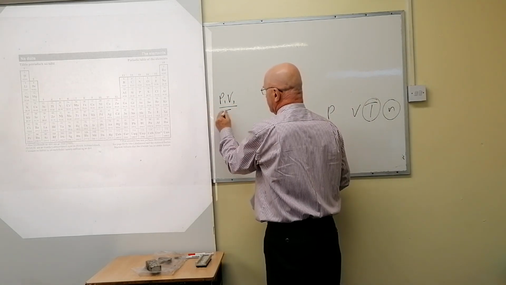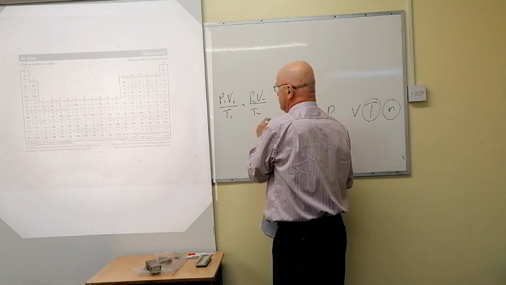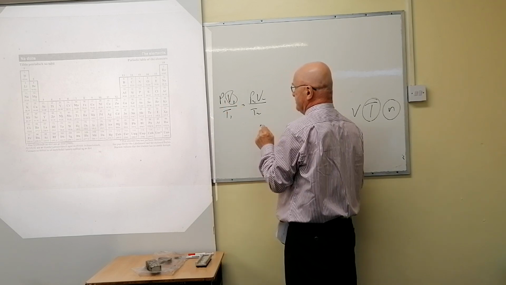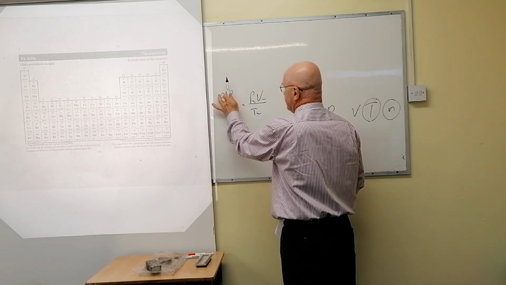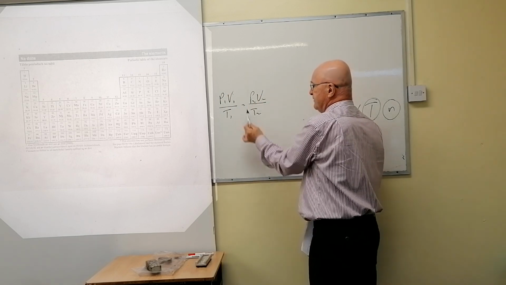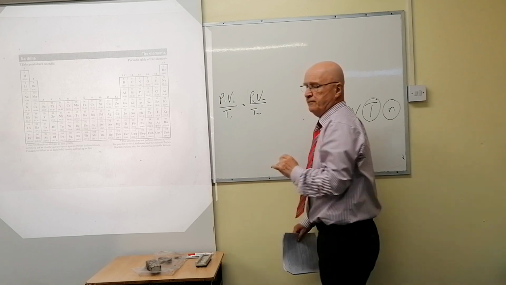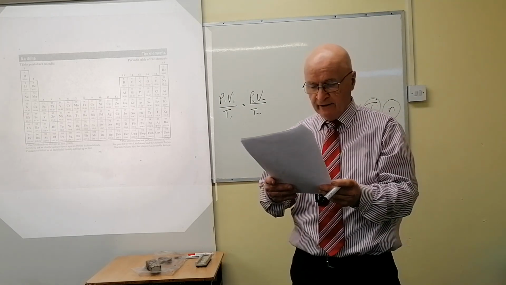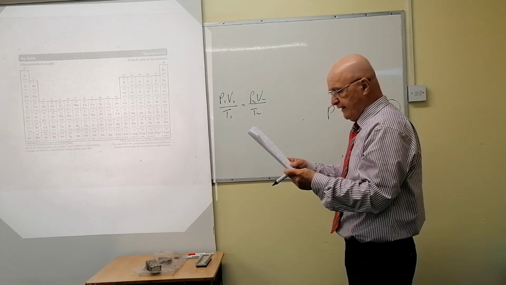P1 V1 over T1 equals P2 V2 over T2. In other words, if you're given the volume at one pressure and temperature, you can find the volume at a different pressure and temperature. I would tend to put the ones I'm given here. Okay, and that's what you'll be doing there. I think I'm going to leave that one to yourself and just give you the answer. Okay, you put in your values there.